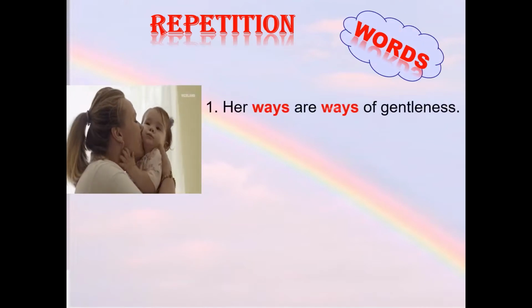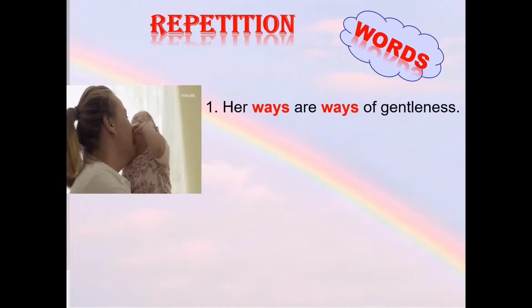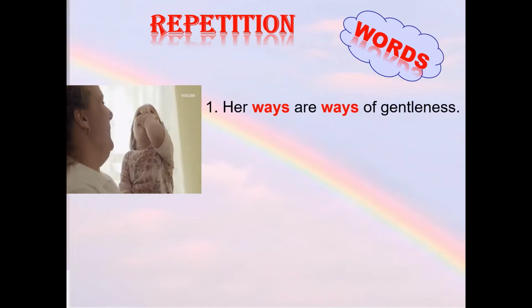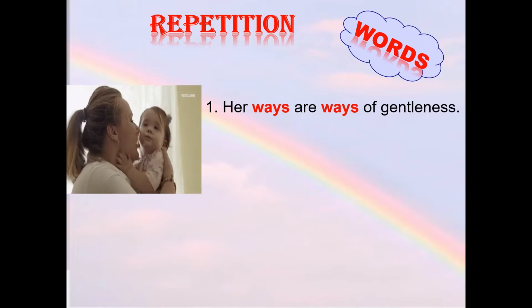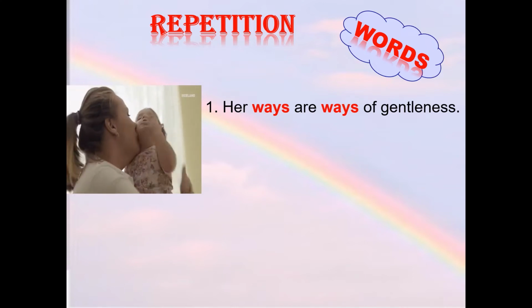Let us have a look at some examples. Her ways are ways of gentleness. Here in this sentence, the word ways is repeated twice in the sentence. Therefore, it is an example of repetition.